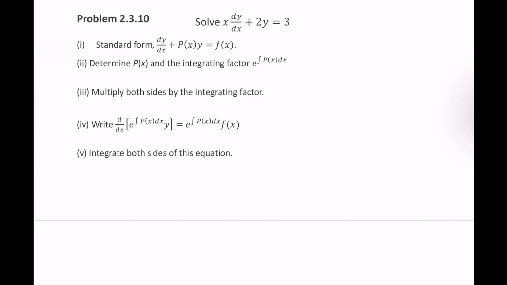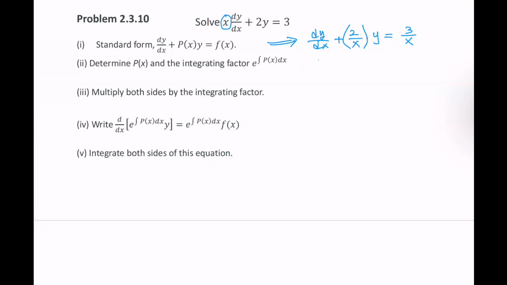Let's do one more. x times dy over dx plus 2y equals 3. It's not standard form because of this x. So for standard form, we have to write it dy over dx plus 2 over x times y equals 3 over x. And this is p of x. Now it is standard form and it is a linear equation.